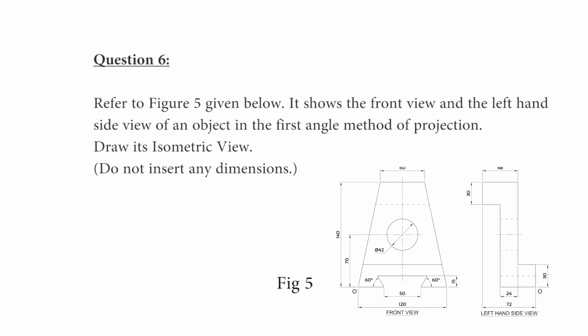Question 6. Refer to figure 5 given below. It shows the front view and the left hand side view of an object in the first angle method of projection. Draw its isometric view. Do not insert any dimensions.